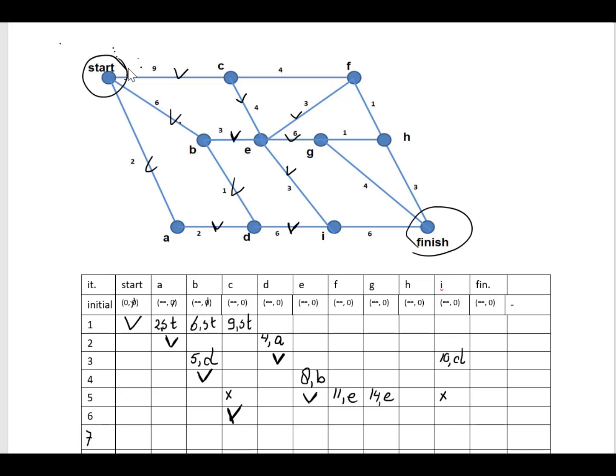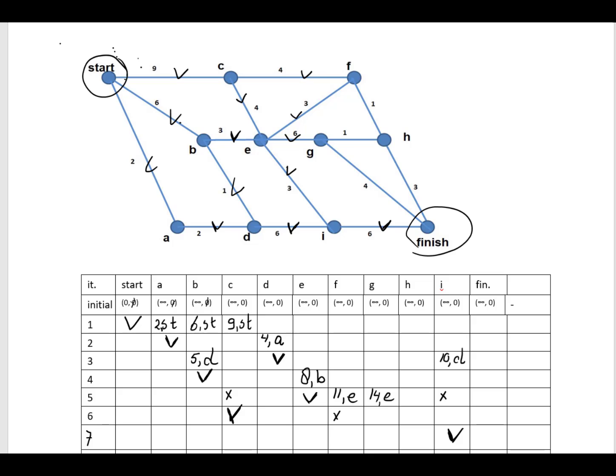C. So from C we can go to F with 4. So that would be 13. That's a bigger one. Don't take it. And that's the only one we need to consider. So that's out. Then what is the smallest one now? We still have 11, 14 and 10. So that would give us this I, 10.